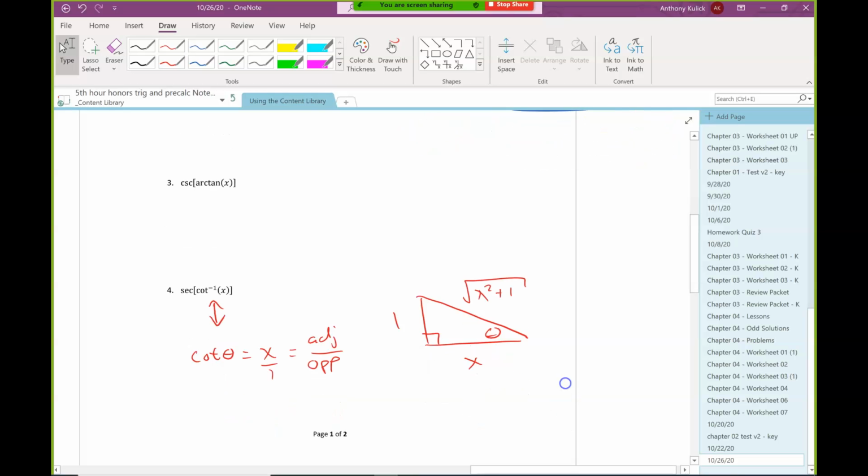And then I remember that secant theta is hypotenuse over adjacent. So that's going to be the square root of x squared plus 1 over x. And that's the answer on it.